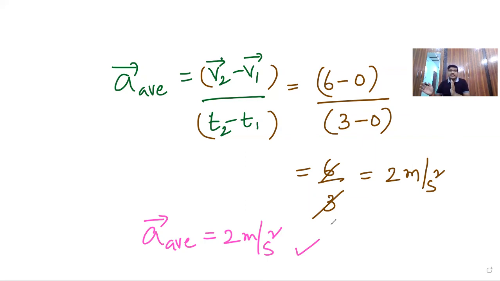From 0 to 3 seconds, 0 was T1 seconds, 3 was T2 seconds. Corresponding velocities V1 bar, V2 bar. Change in velocity V2 bar minus V1 bar divided by T2 minus T1. That gives us average acceleration. Clear? Let me take up the second numerical.